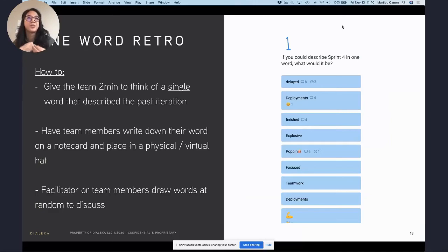So once everyone puts their word in, going back to the facilitation piece, puts their word in either the physical or virtual hat, depending on what online tool you're using, have the facilitator or even team members just pick a word at random and start to discuss.